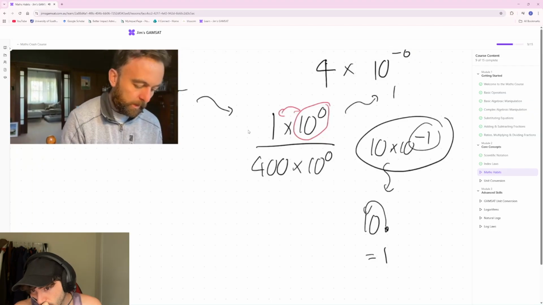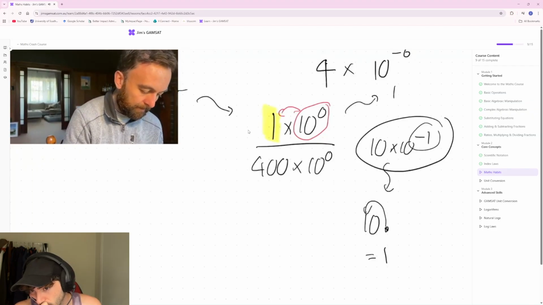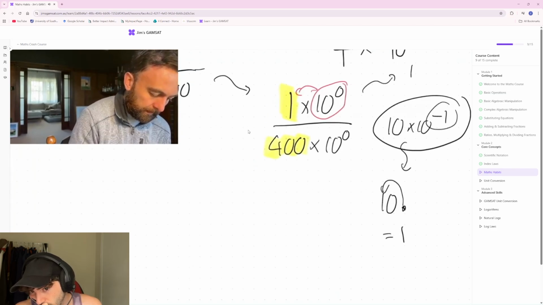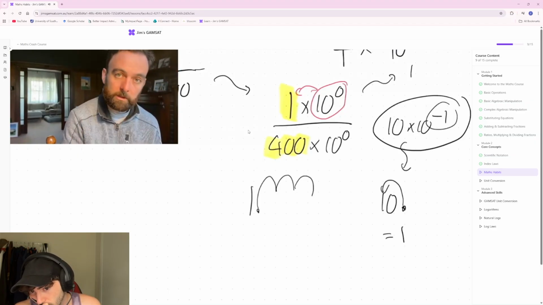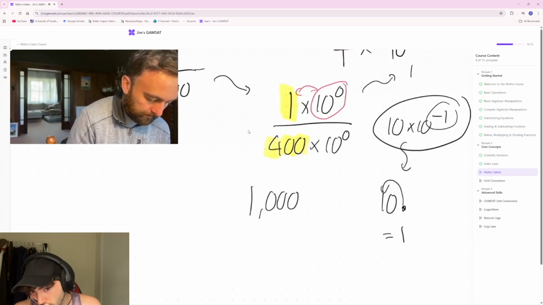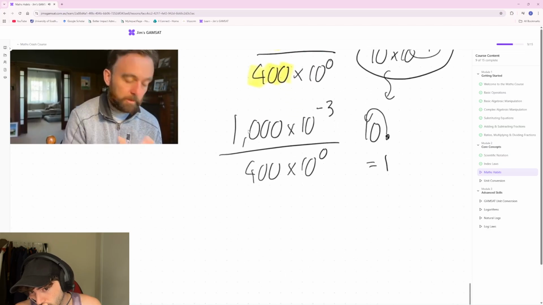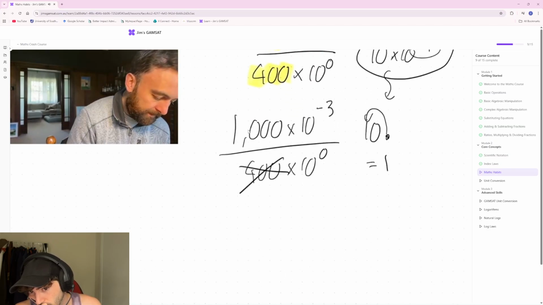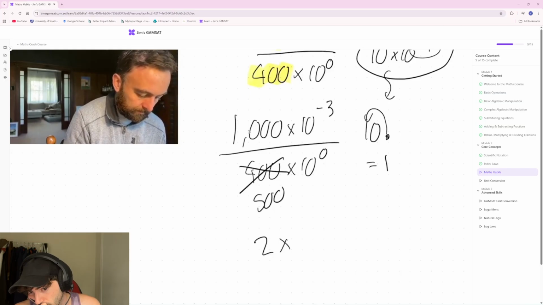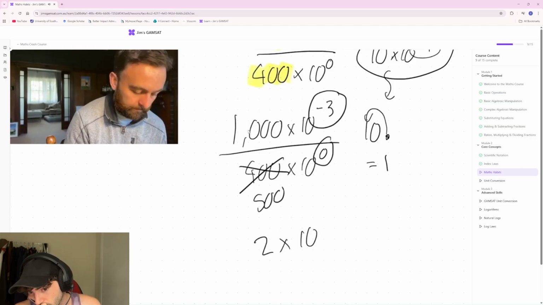So what we can do is keep jumping until this numerator number becomes greater than the denominator. So for example, what I want is 1,000. So I can say 1, 2, 3. So I need to do 3 jumps to get to 1,000. 1,000 times 10 to the -3 over 400 times 10 to the 0. Now you can see that my numerator is bigger than my denominator. This I think is still not easy enough. I would just say 500. So I'd say 2 times 10 to the, that's -3 minus 0, so that just stays as -3.